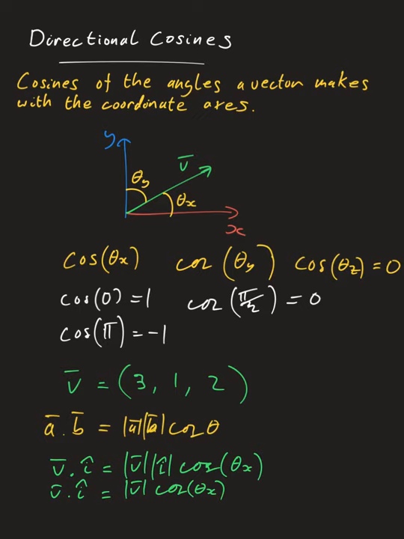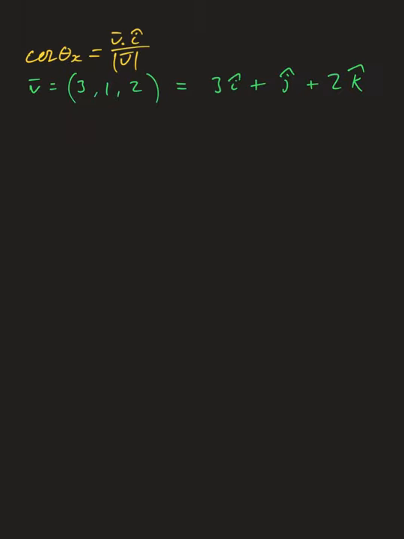And so I can easily solve that to get my directional cosine. The cosine of that angle is equal to v dot i divided by the magnitude of v. So there's the formula for that directional cosine in terms of a dot product between v and the appropriate unit vector. So there's my formula for the x directional cosine and my vector v. I've written it there two ways, as a column vector and in terms of its components as a sum, 3i plus j plus 2k. Remember that those are the unit vectors in the x, y, and z direction.